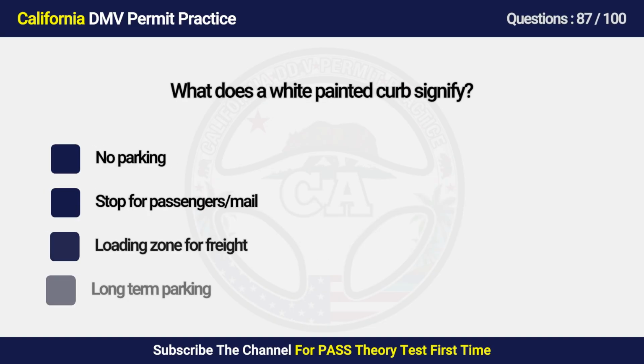Question 87. What does a white painted curb signify? A. No parking. B. Stop for passengers. C. Loading zone for freight. D. Long-term parking.